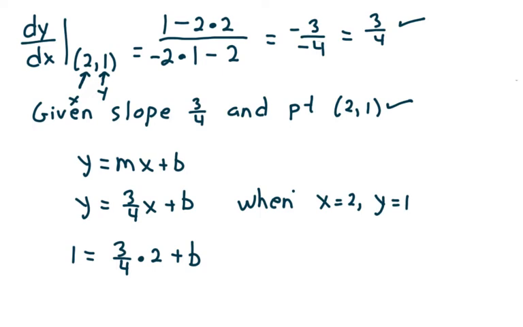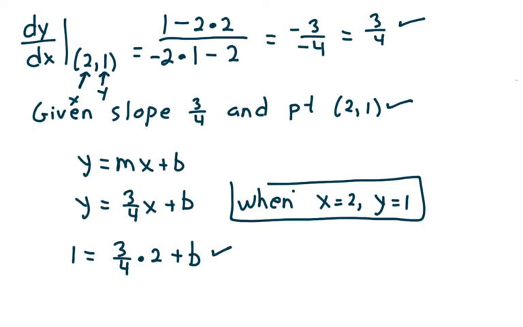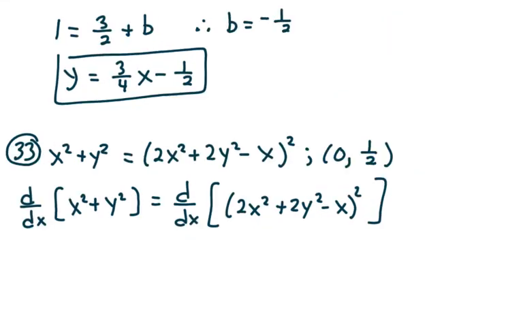y equals mx plus b. The slope is 3/4, so I'm going to replace m with 3/4. So y equals 3/4 x plus b. But remember, when x is 2, y is 1. So I'm going to plug that information in on the last line and solve for b accordingly. So 1 equals 3/2 plus b, so b is negative 1/2, and I'm done. So y equals 3/4 x minus 1/2. And that's the equation of the tangent line for problem 31.